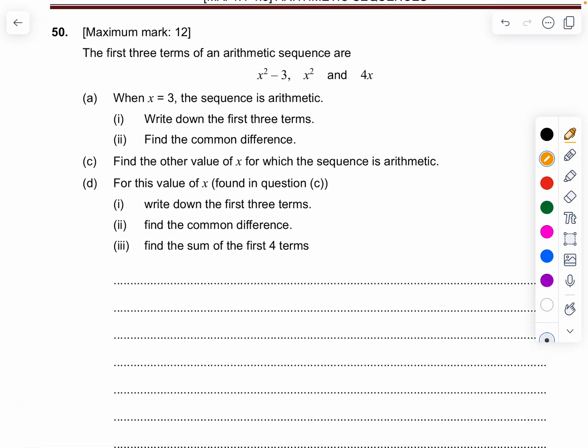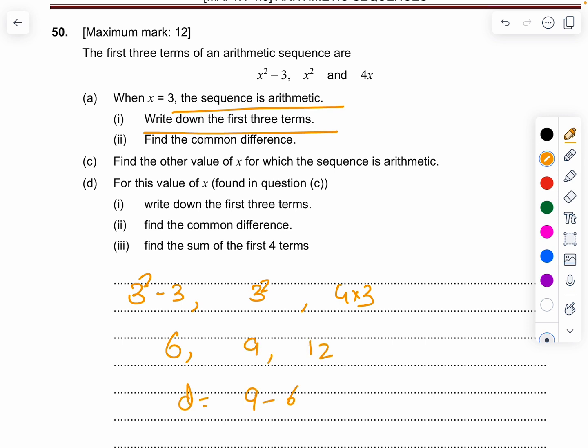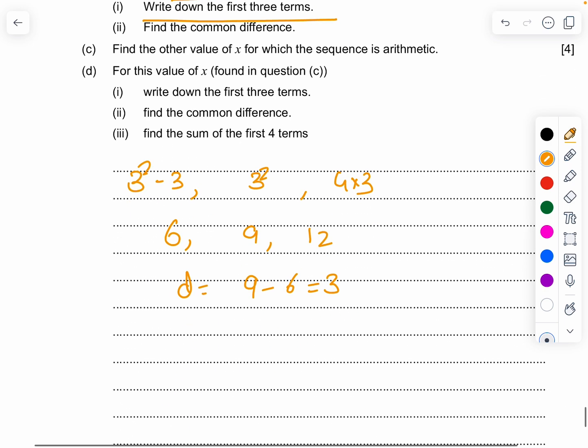Lastly, question number 50. x equals 3, the sequence is arithmetic, write down the first three terms. So 3 square minus 3, 3 square, 4 times 3. 9 minus 3 is 6, 9, 12. Find the common difference, which is 9 minus 6, which is 3. Find the other value of x for which the sequence is arithmetic.